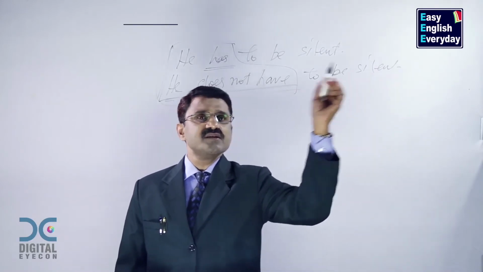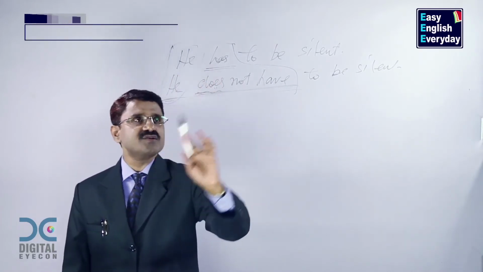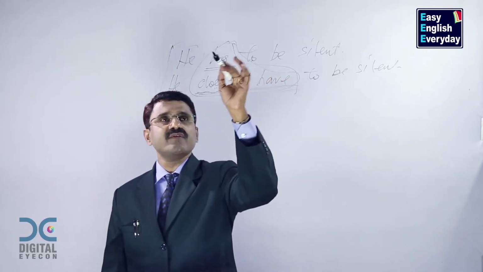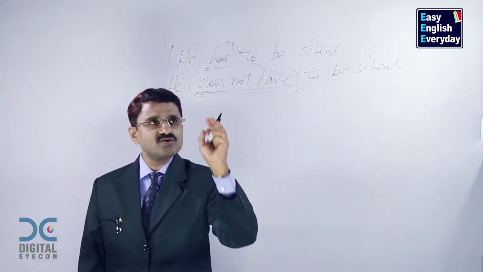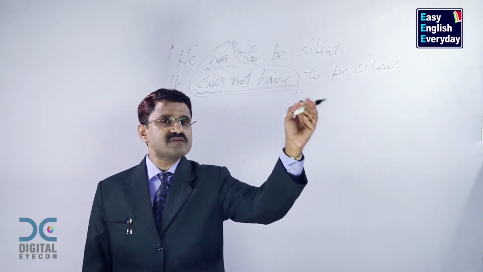Look at the sentence. We are not making any changes. This person, he as it is. To be silent, to be silent. This is the only one area we are making change. So you have to be very careful. He has to be silent. He does not have to be silent.